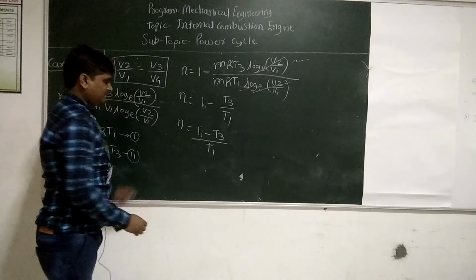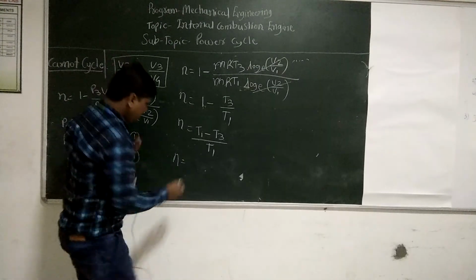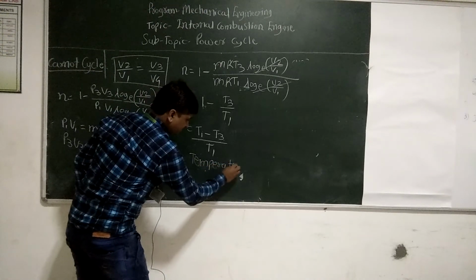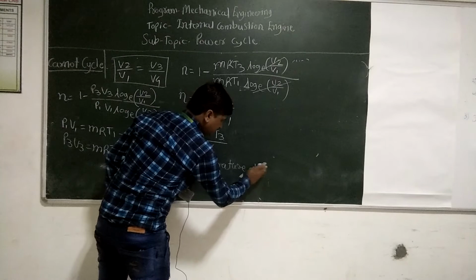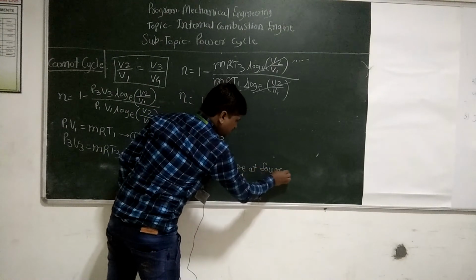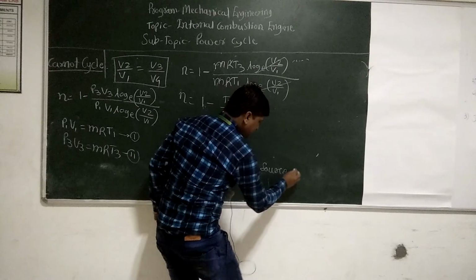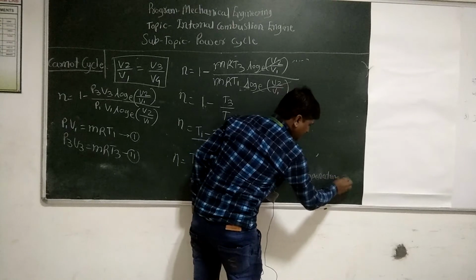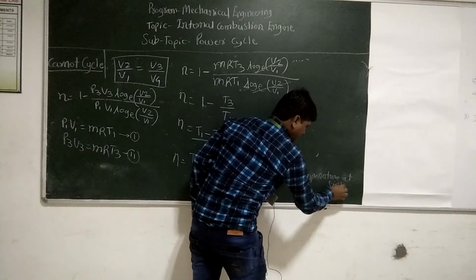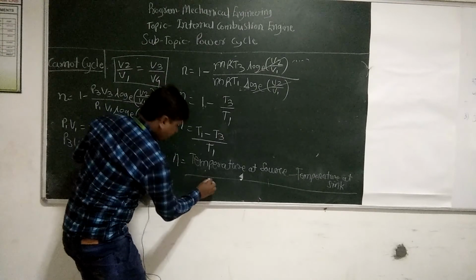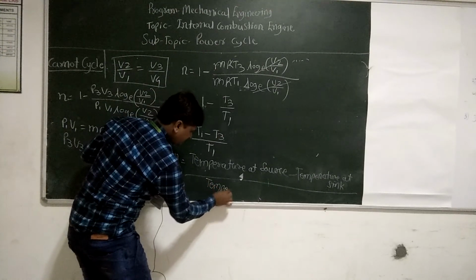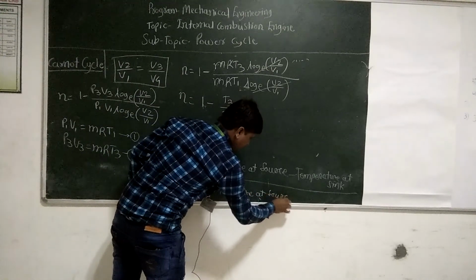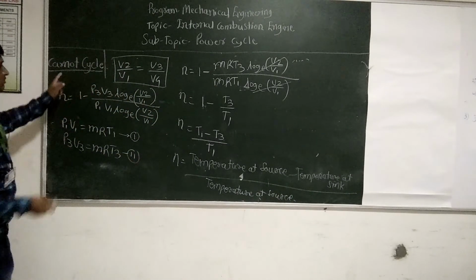So efficiency is T1 minus T3 upon T1. We know that T1 means temperature at source and T3 is temperature at sink, so efficiency is temperature at source minus temperature at sink, divided by temperature at source. That is the efficiency of the Carnot cycle.